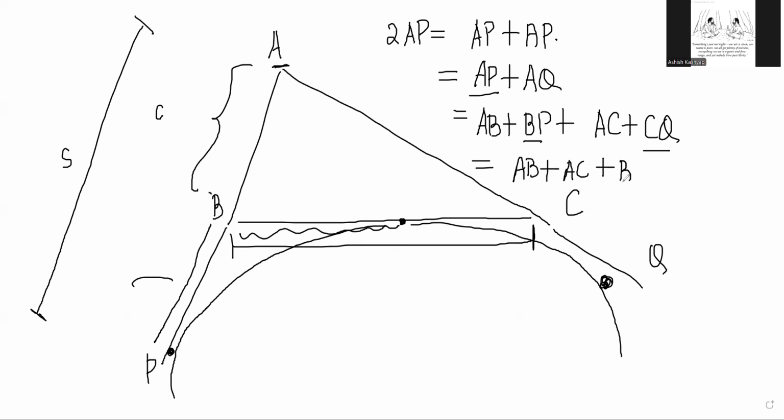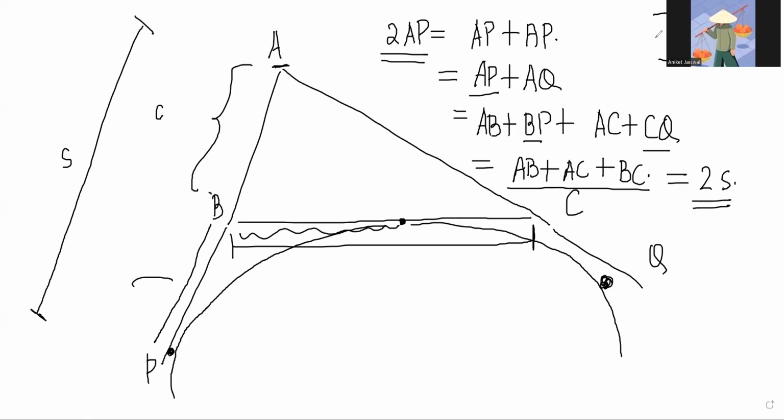You understand what I'm saying? Yes, sir. Got it. So 2AP is basically 2S. So AP is equal to S.